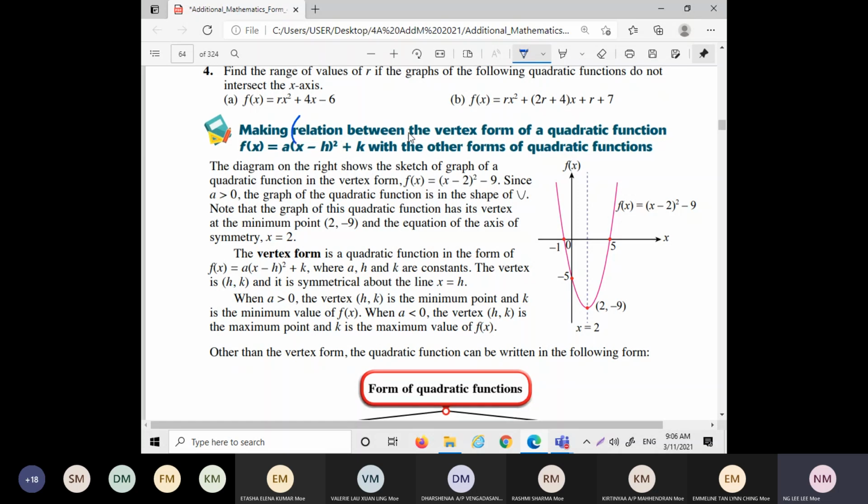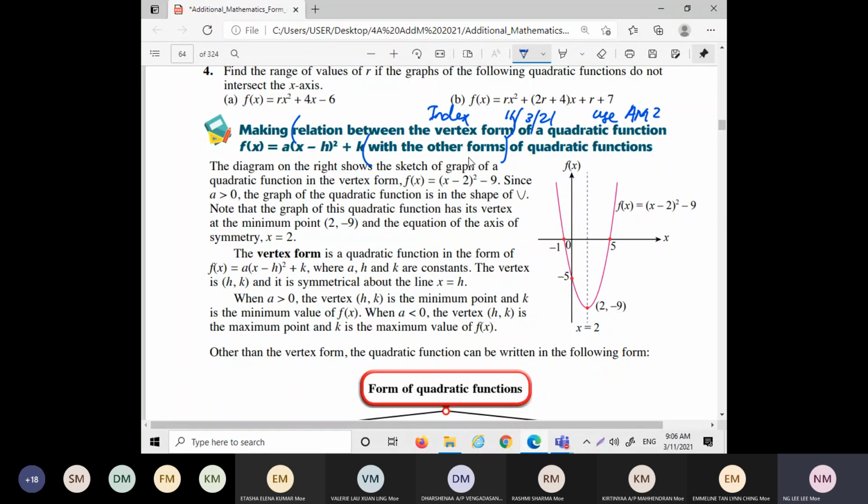A relation between the vertex form and other forms. So this is the index for today. Today is 11. You still use your MS2. Okay, let us see this.